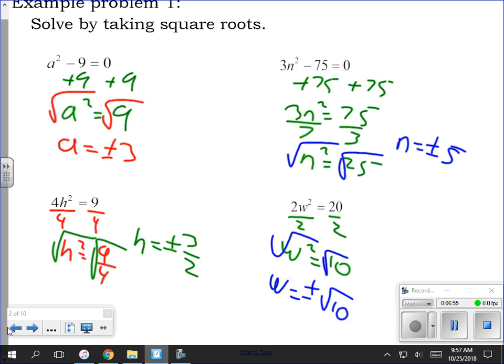Do not take the decimal on your calculator and give me that. I will be very angry. This is exact. The square root of 10 is exact. If you were to take the square root of 10 on your calculator and give me a decimal, that would be an approximation. And I want the exact answer, not an approximation.